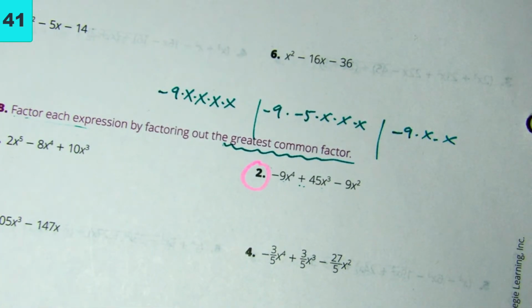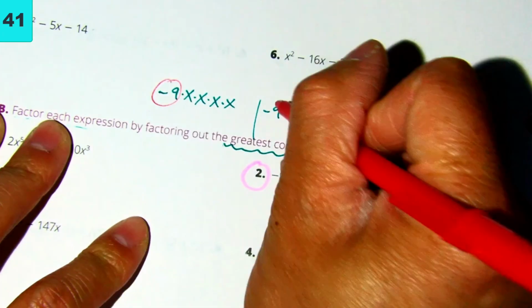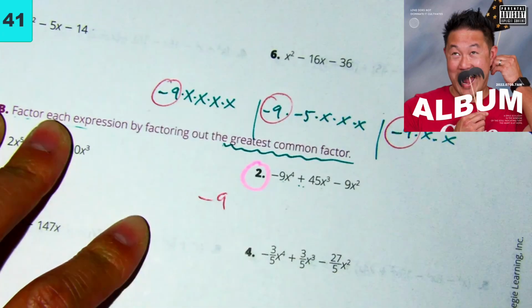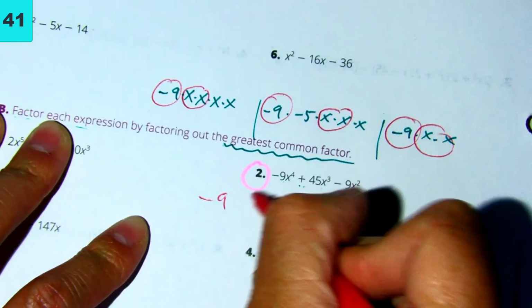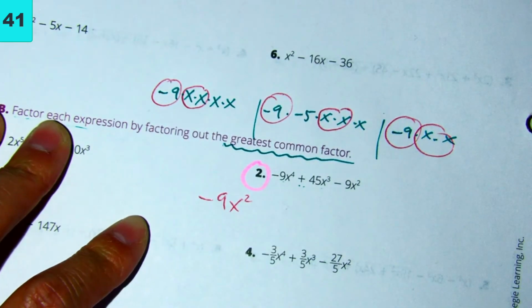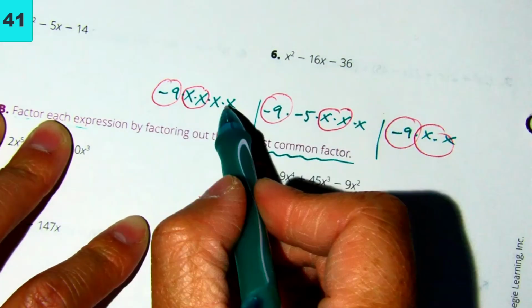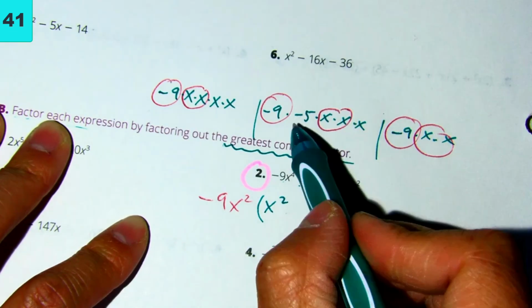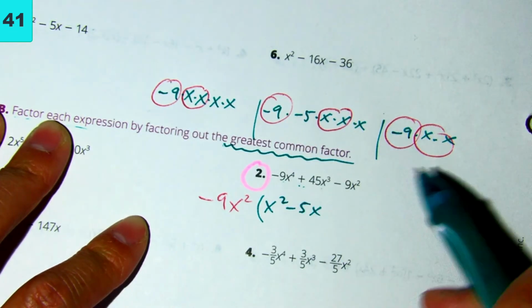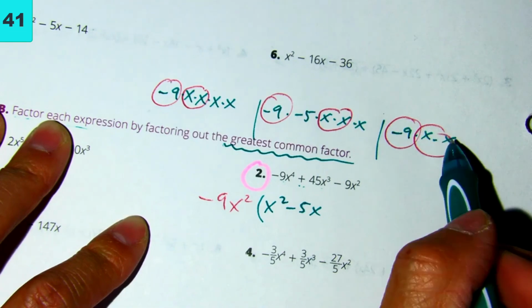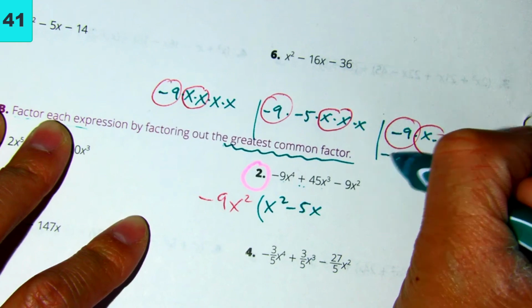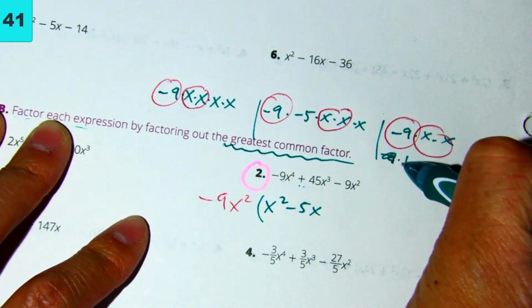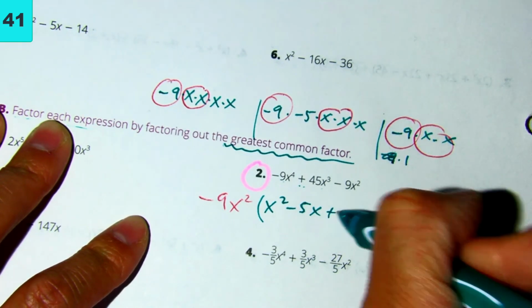Class, what do each of those have in common? A negative 9 and x squared. Now, I'm going to write everything that's not in red. That would be x squared, negative 5x, and there's no number here. Does that mean I leave it blank, class? No. Remember, you can always have 1 as a factor. So negative 9 times 1. So the 1 is still there, that would be a positive 1.